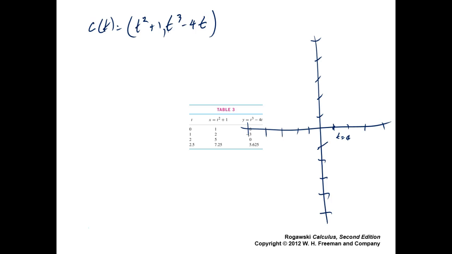When t is 1, what do we have? x is 2. Y is what? Minus 3. Okay, so 2, minus 3, somewhere down here. Okay, that's t equals 1. Give me another t.